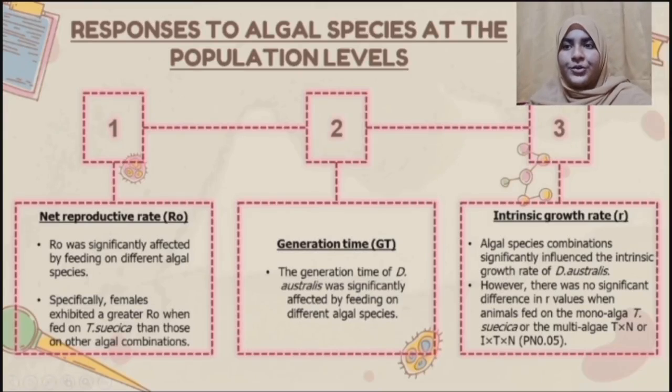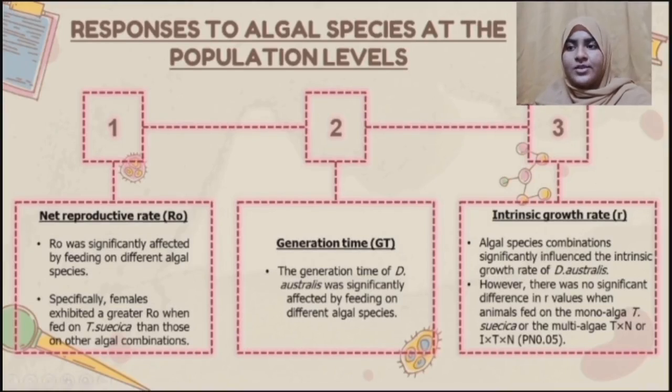I'm going to talk about the response to algae species at the population level. There are three responses. The first one is net reproductive rate. Reproductive rate was significantly affected by feeding on different algae species. Specifically, females exhibit a greater rate when fed on T. suecica than those on other algae combinations.